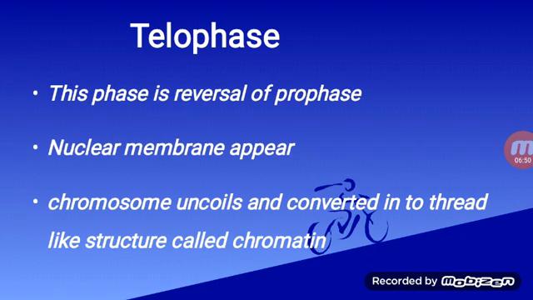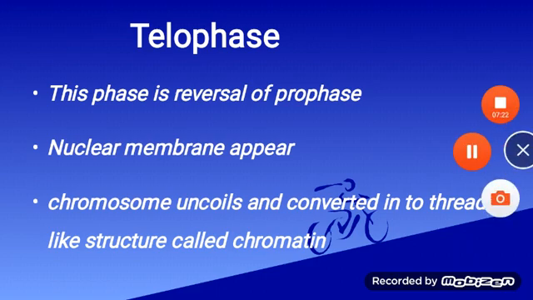Now, this is the last phase of the mitosis process. Telophase is totally the reversal of prophase. All the events which take place in prophase do not take place in telophase. For example, the nuclear membrane appears in telophase, but in prophase the nuclear membrane disappears. In telophase, chromosomes uncoil again and convert into a thread-like structure known as chromatin. But in prophase, the chromatids coil into a condensed form known as the chromosome.